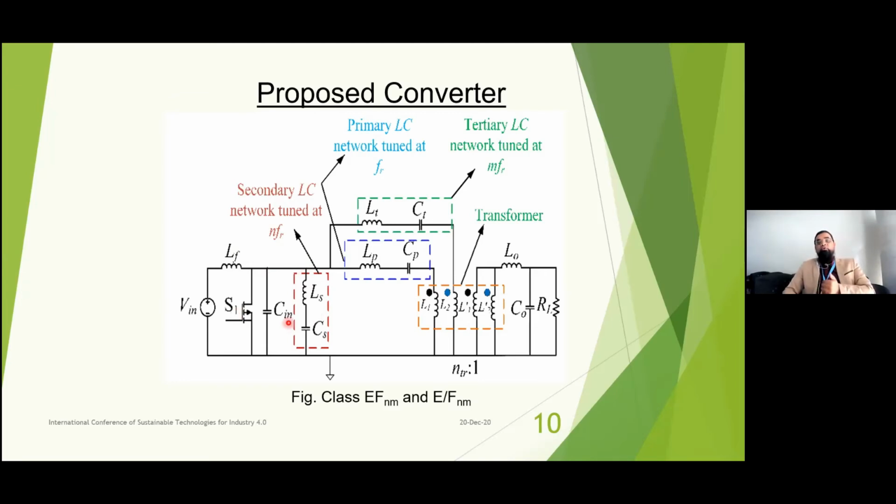So to compensate for that, what we do is transfer the third harmonic to the third resonant tank. So that helps us to improve the delivered power to the load.